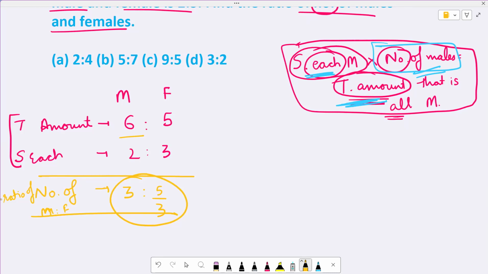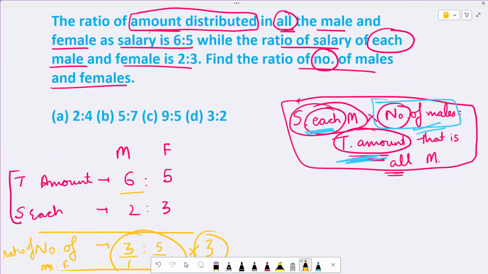Now, of course, we need to convert it into simpler form. So we'll multiply these by 3, since the LCM of 3 and 1 is 3 itself. So on cancelling, we'll get here 9:5. So this is the ratio of the number of males and females. So I'll just write it, 9:5 is the correct answer.